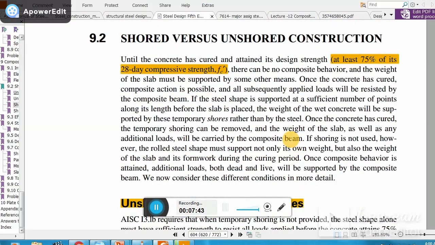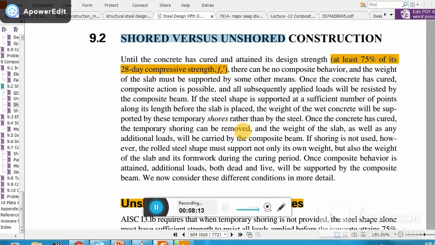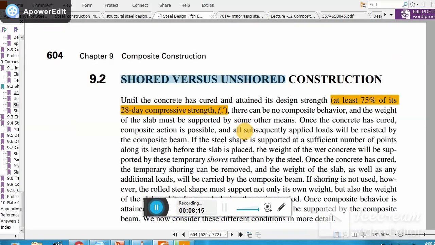Clear? The next topic is basically shored versus unshored construction. This is a very important topic because this will help you in analysis and design of composite sections. This is basically where our basic composite section topic begins. What is shored and what is unshored? You already know about this. I want to show you some videos, some pictures, then you will understand what is shored and unshored concrete, and then we come to this topic and we will do an example. Clear?